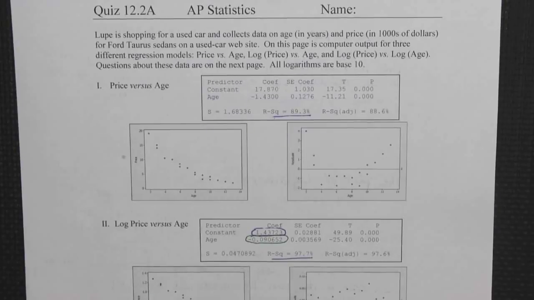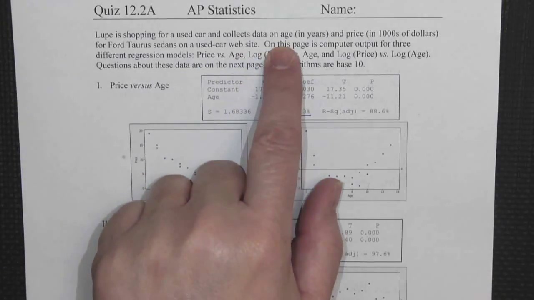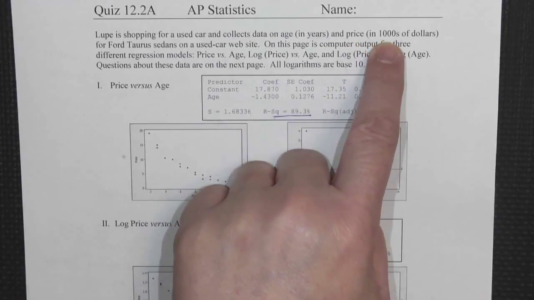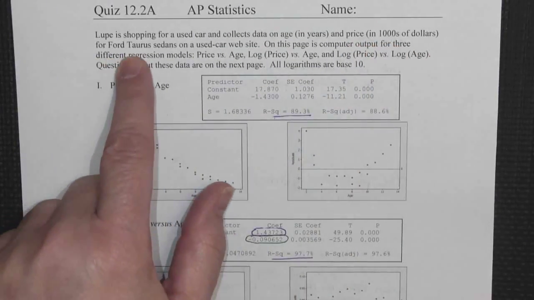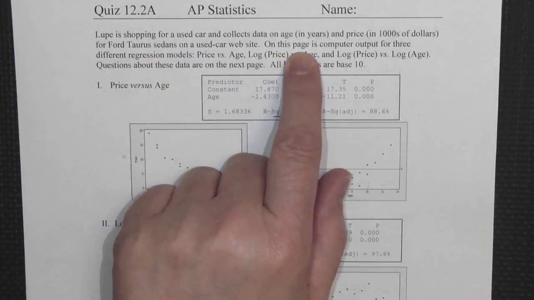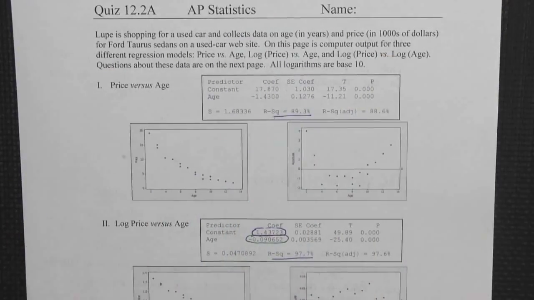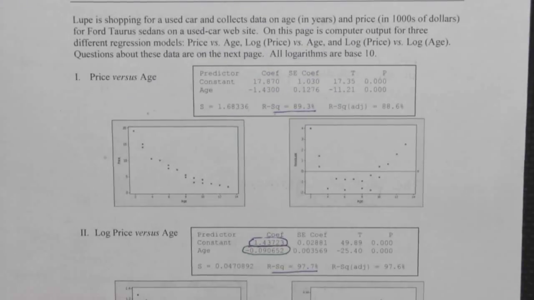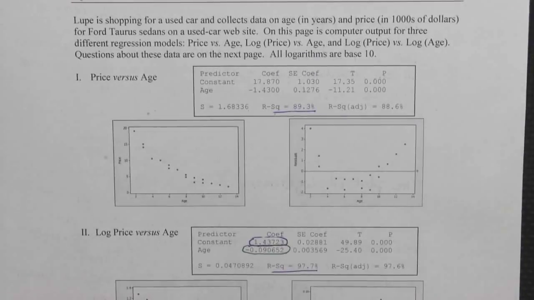Lupe is shopping for a used car and collects data on age in years and price in 1,000s of dollars for the Ford Taurus sedans on a used car website. On this page is computer output for 3 different regression models: price versus age, log price versus age, and then log price versus log age. And we're going to see which one would best be linear. Questions about these data are on the next page. All logarithms are base 10.